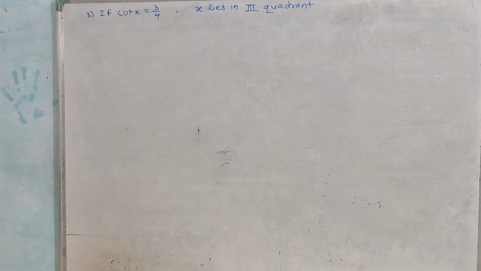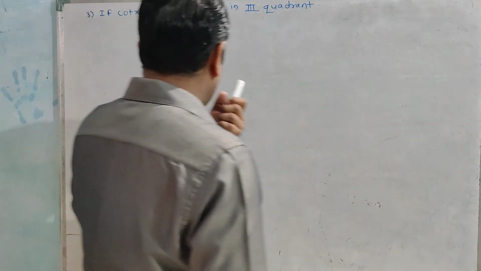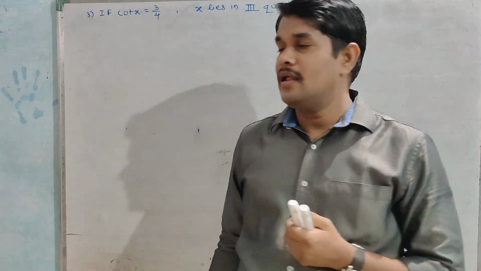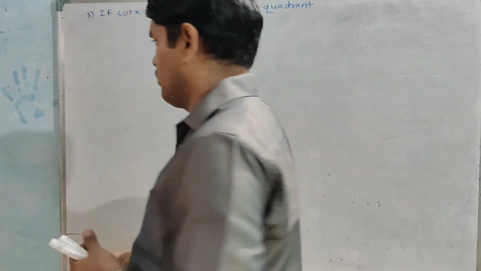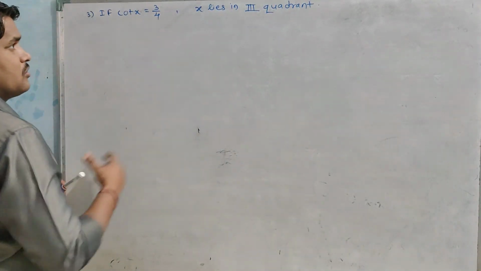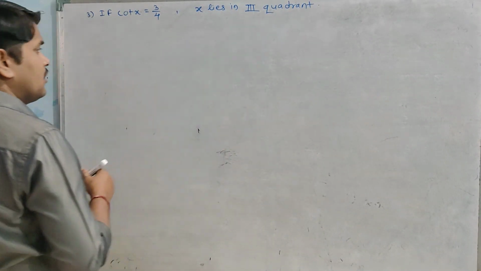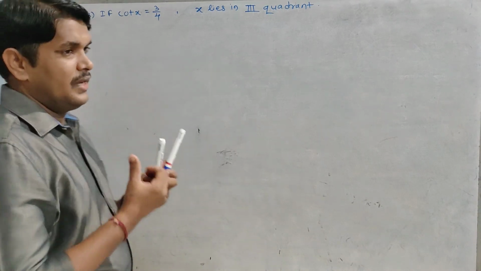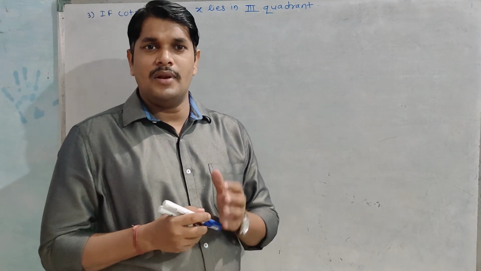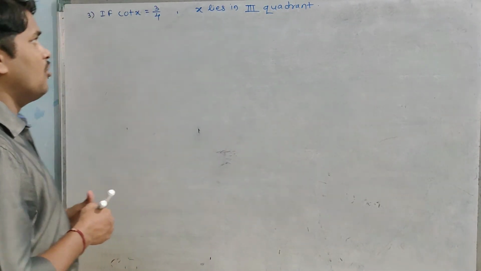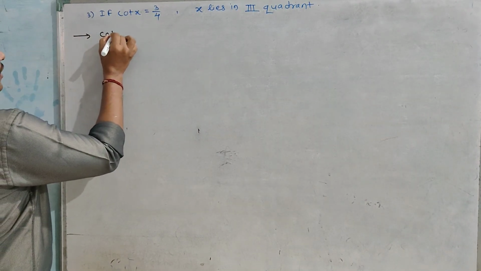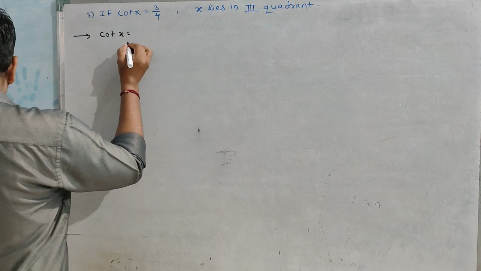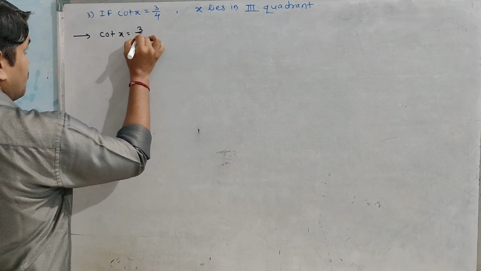Next one, if cot x is equal to 3 by 4 and x lies in the third quadrant, then find the other trigonometric functions. Okay, so here x is given in the third quadrant. So in the third quadrant tan and cot are positive. Okay, you know that in the third quadrant tan and cot are positive. So we start with this given that cot x is equal to 3 by 4.